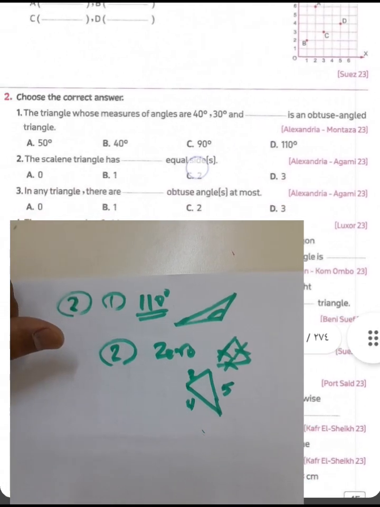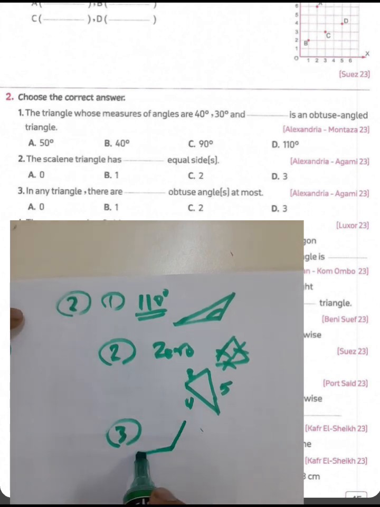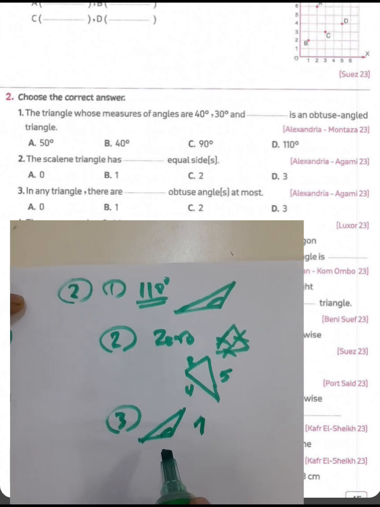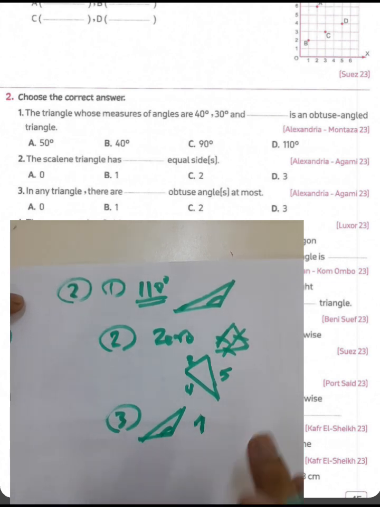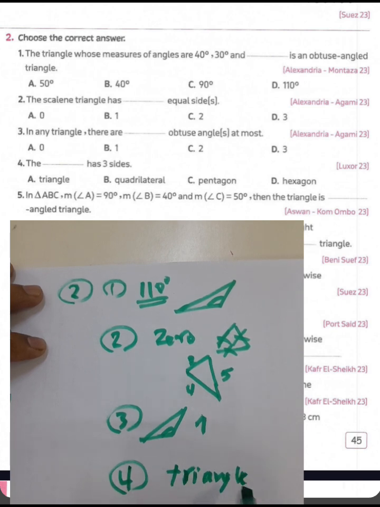Next question number 3. In any triangle, there are space obtuse angle at most 1. In any triangle, we have at most 1 obtuse angle. What's the meaning of obtuse? Obtuse angle means the measure of this angle is greater than 90 degrees and less than 180. Question number 3, in any triangle, there is at most 1 obtuse angle. Question number 4, the space has 3 sides. Any triangle has 3 sides.